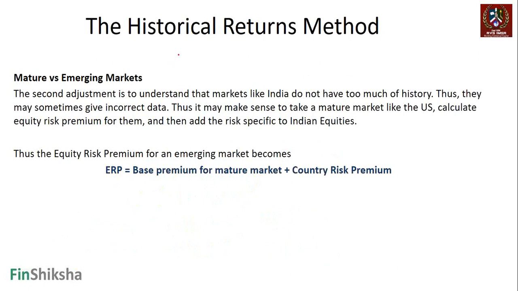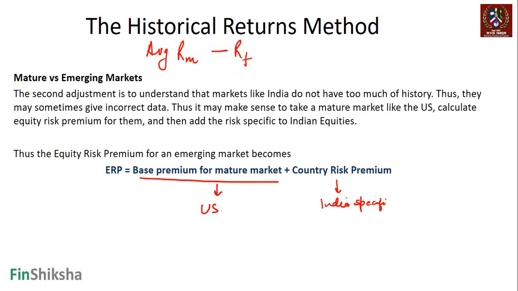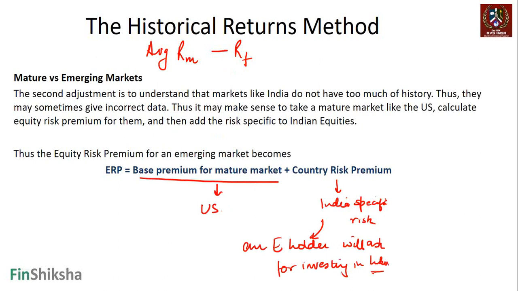Remember, equity risk premium can be found by trying to find out what is the average return on markets and subtract the risk-free rates from that. But for emerging markets like India, you do not have extensive returns available. So what do you do? You typically take a base premium for a mature market, like let's say the US, and then you add India specific risk. What is the country risk premium? What is India specific risk? What is the risk that an equity holder will ask for investing in India? And remember, equity holder, right?